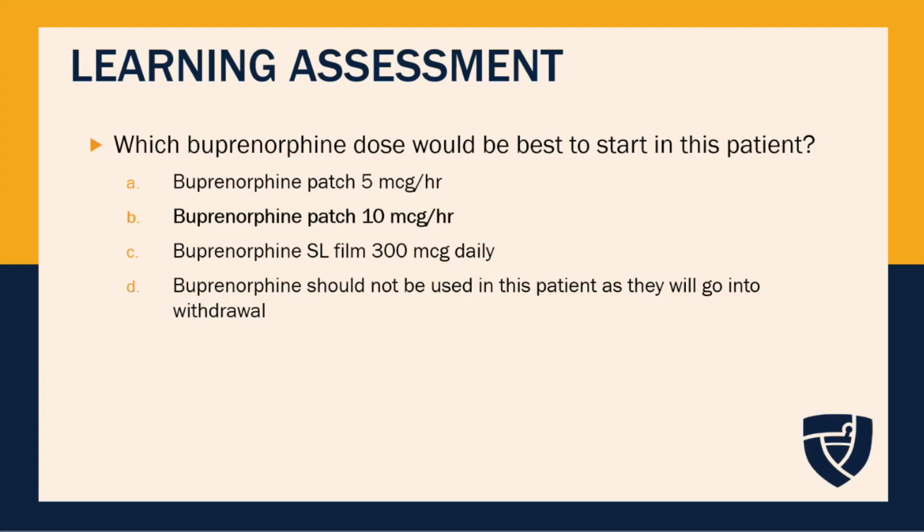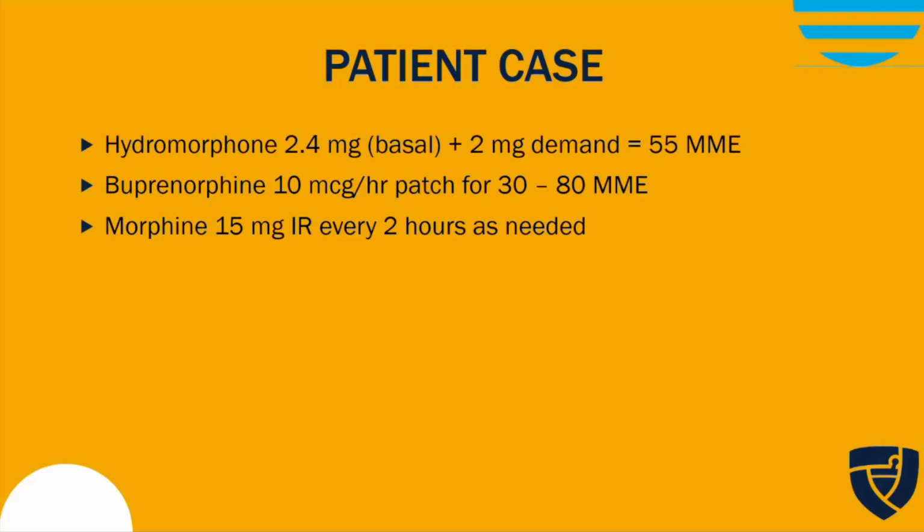So the answer here is B, buprenorphine patch 10 micrograms per hour. And our rationale for that is here. We have a 2.4 milligram basal plus a 2 milligram demand in 24 hours for this patient. This is approximately 55, right in our range to use our buprenorphine 10 microgram per hour patch for this patient. And then make sure that you have some agent, in this case, I gave an example of morphine 15 milligram IR every 2 hours as needed for acute pain breakthroughs as well.